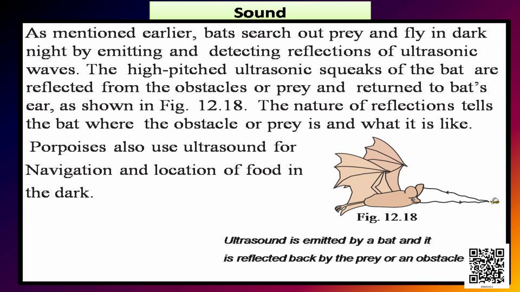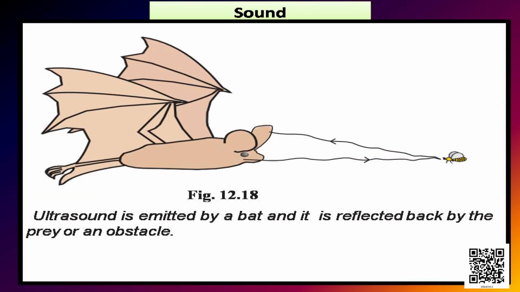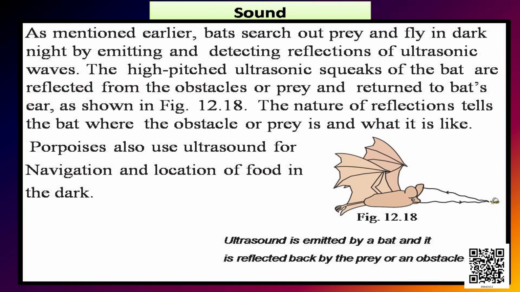Students, as mentioned earlier, bats search out prey and fly in dark night by emitting and detecting reflections of ultrasonic waves. The high-pitched ultrasonic squeaks of the bat are reflected from the obstacles or prey and return to bat's ear as it is shown in figure 12.18. The nature of reflections tells the bat where the obstacle or prey is and what it is like. Porpoises also use ultrasound for navigation and location of food in the dark.